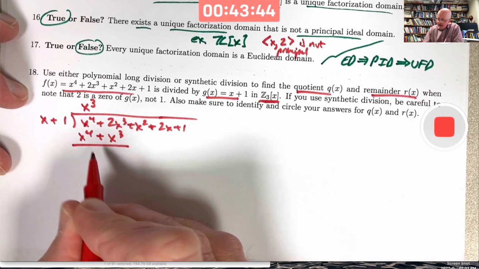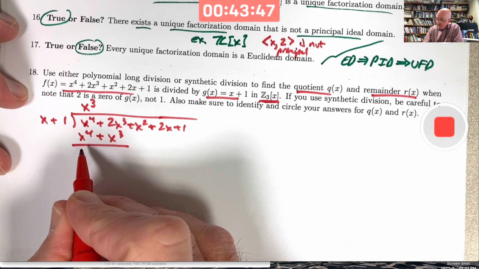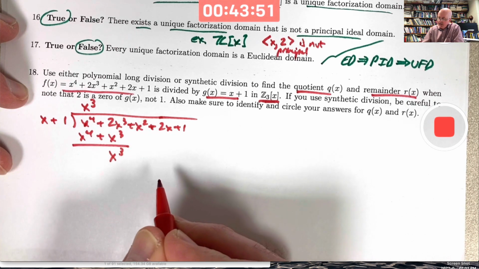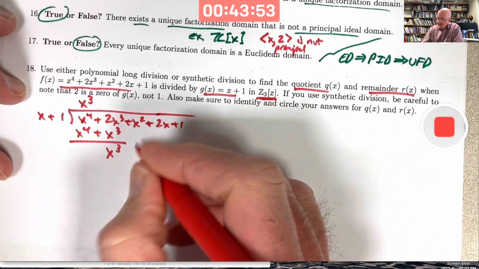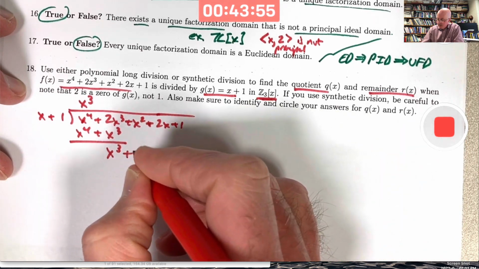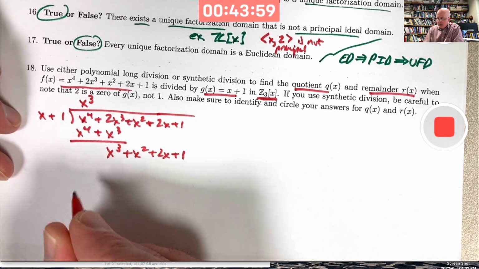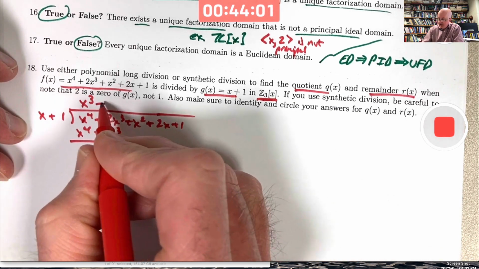Subtract. x to the 4th minus x to the 4th is 0. 2x cubed minus x cubed is x cubed. Bring down everything else because you're effectively subtracting the 0. What do I need to multiply x by to get x cubed? I need to multiply it by x squared.